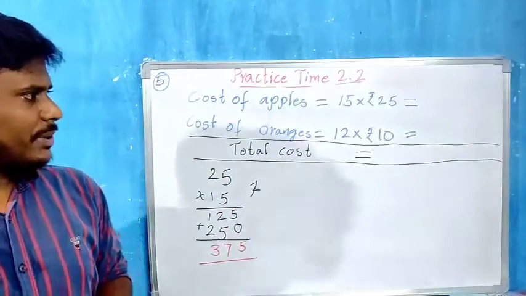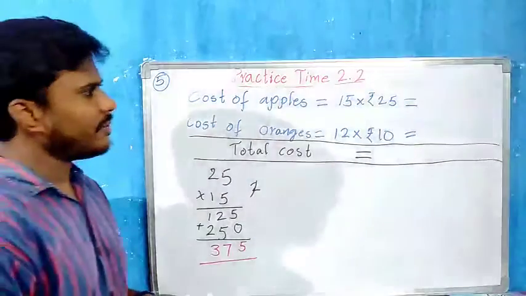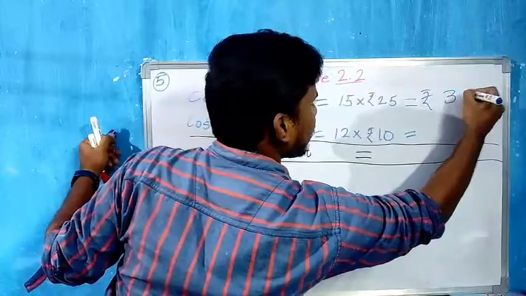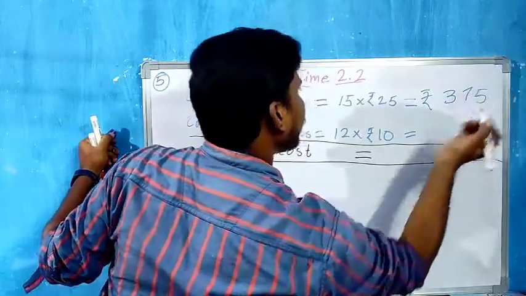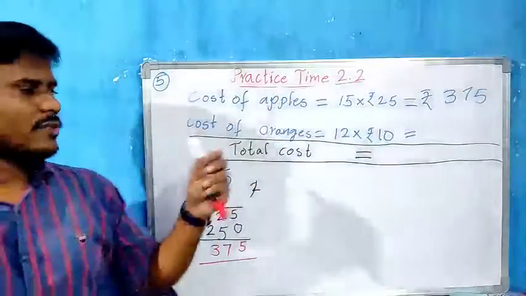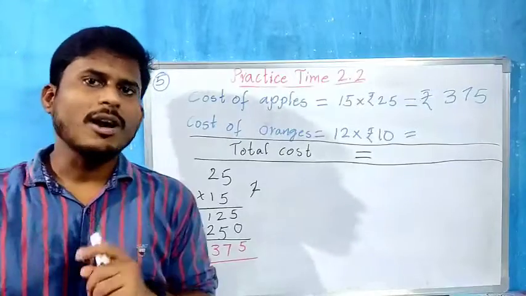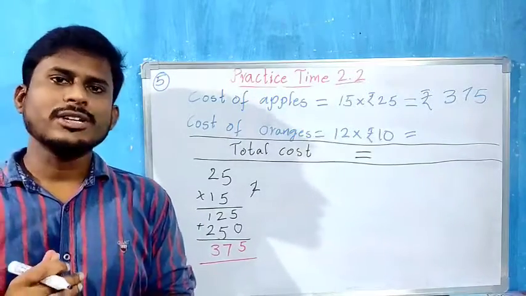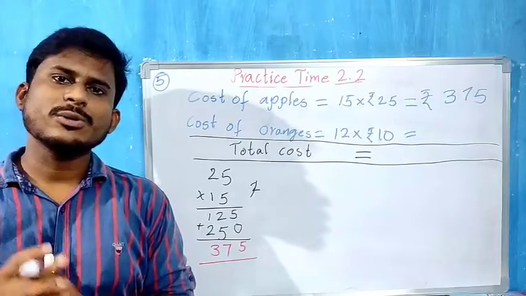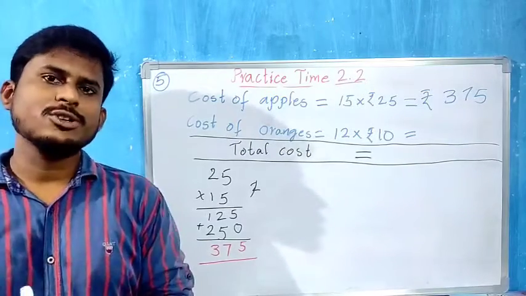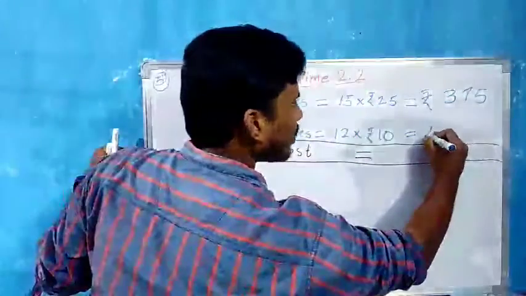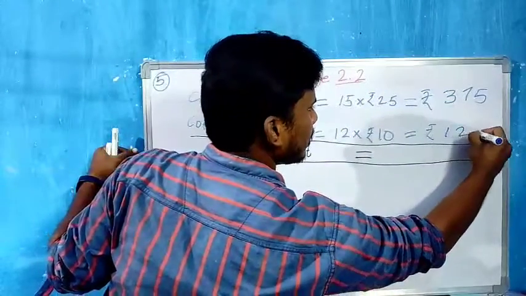So our cost of apples is 375 rupees. Now cost of oranges, children. One orange costs 10 rupees. Cost of 12 oranges equals 12 into 10. 12 tens, 12 table, children. 12 tens, 120. So rupees 120.